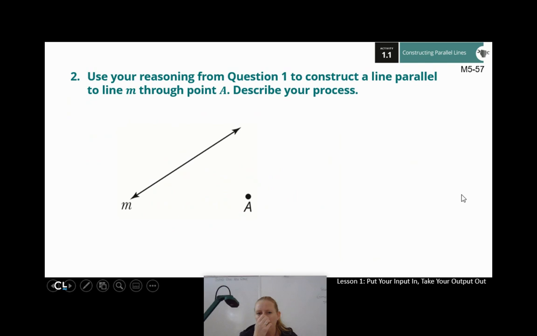So this may be a bit of a stretch, but I think you can do this. Use your reasoning from question 1 to construct a line parallel to line M through point A. Describe your process, and I'll give you a hint. Start by making a line perpendicular that goes through A. Start there. I know you know this trick. So go ahead and pause. Play with the perpendicular trick a little bit from the last unit to see if you can create some parallel lines. Hit pause, work it out. Hit play when you're ready to check your work.